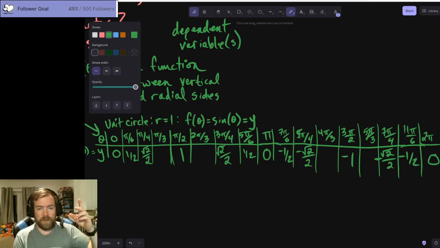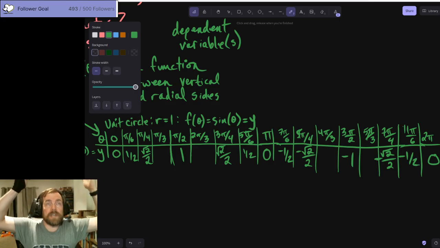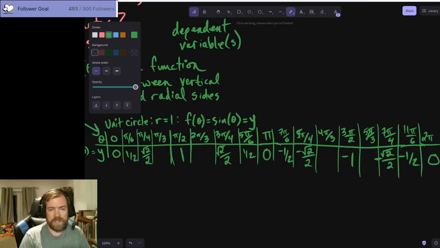And on pi on 3, these are the long sides. So our vertical sides are the long sides. So that's root 3 over 2 for each of these things. Okay, and negative root 3 over 2 for both of these.